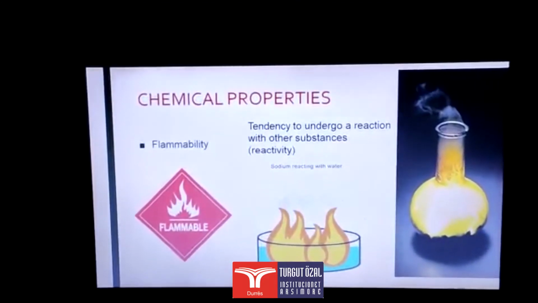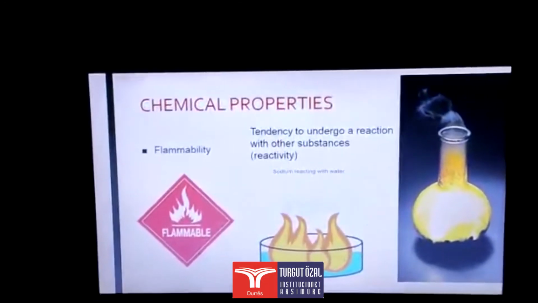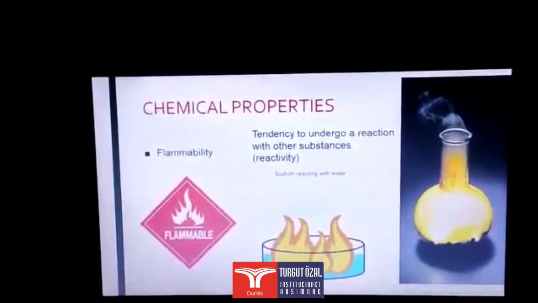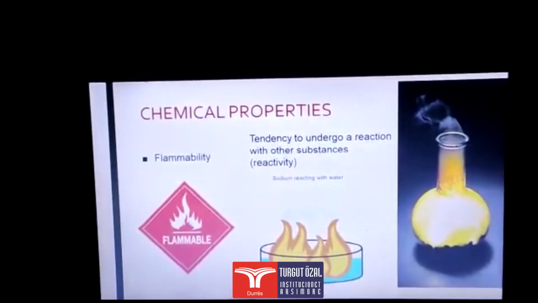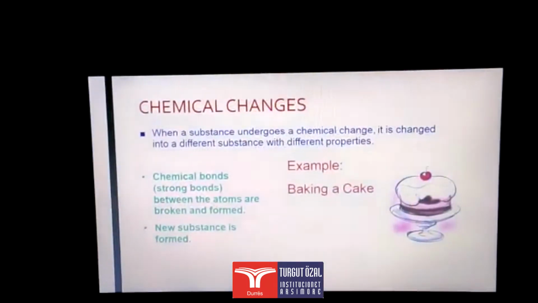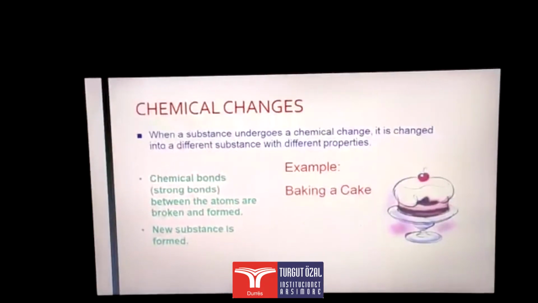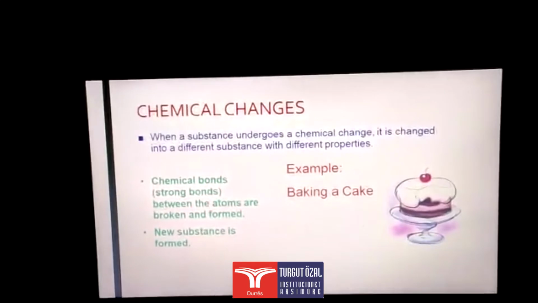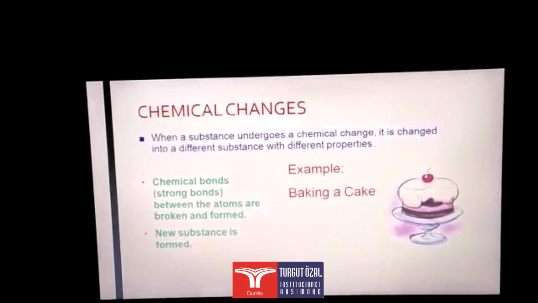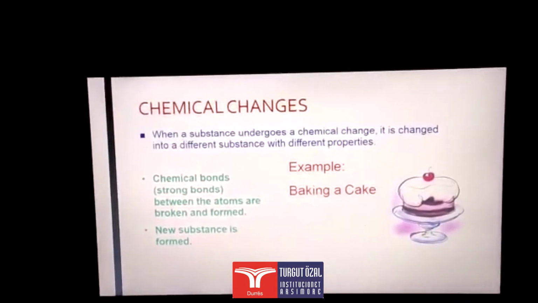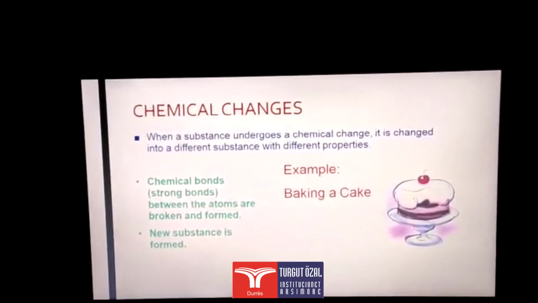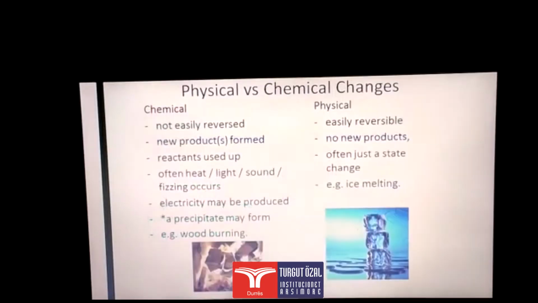Chemical properties. We have flammability, the tendency to undergo a reaction with another substance, and reactivity, as we said. Chemical bonds: strong bonds between the atoms are broken and formed, and a new substance is formed. For example, baking a cake. When a substance undergoes a chemical change, it changes into a different substance with different properties.